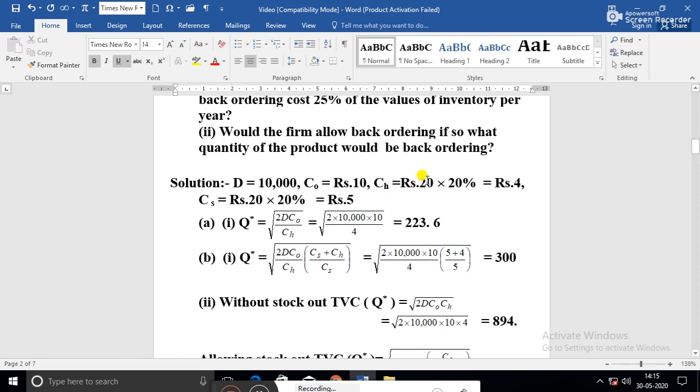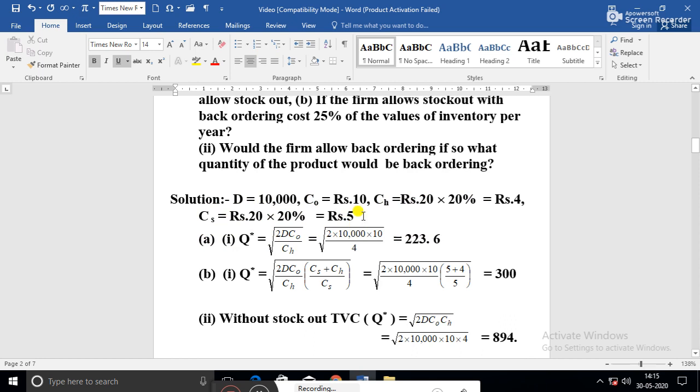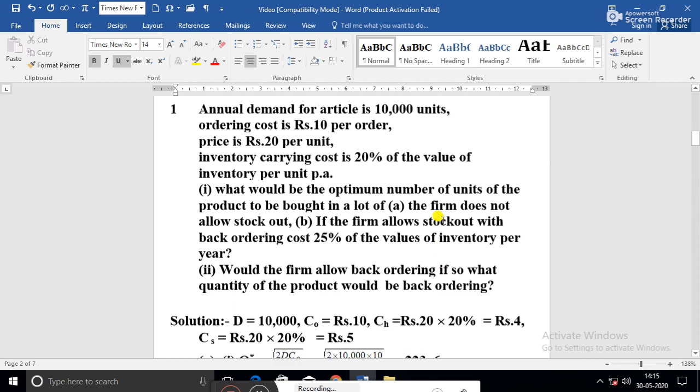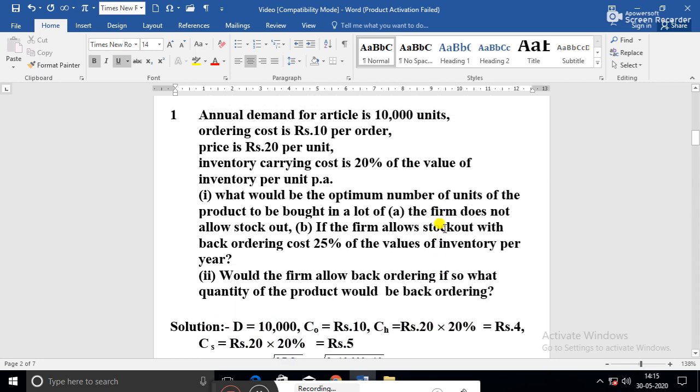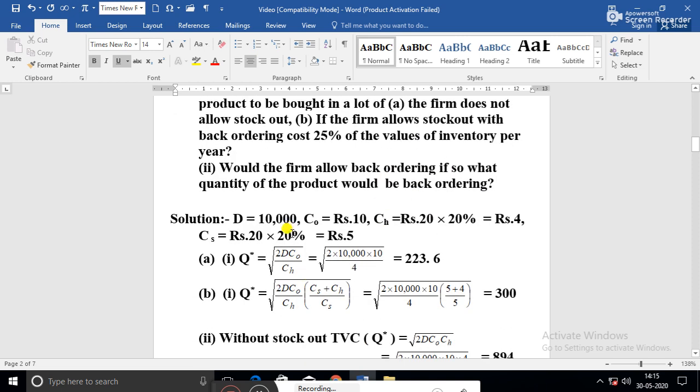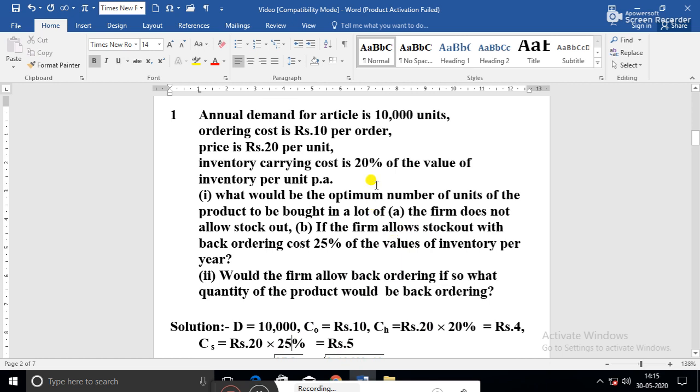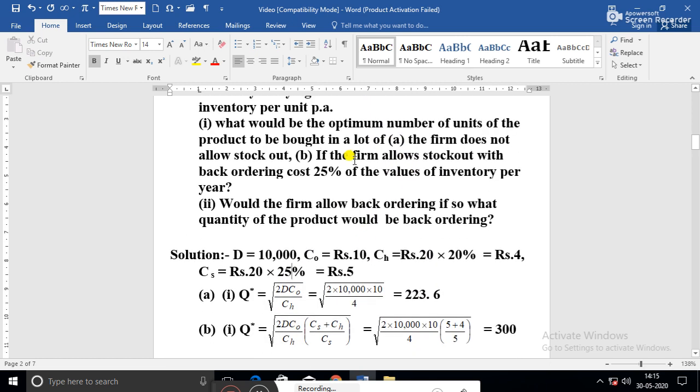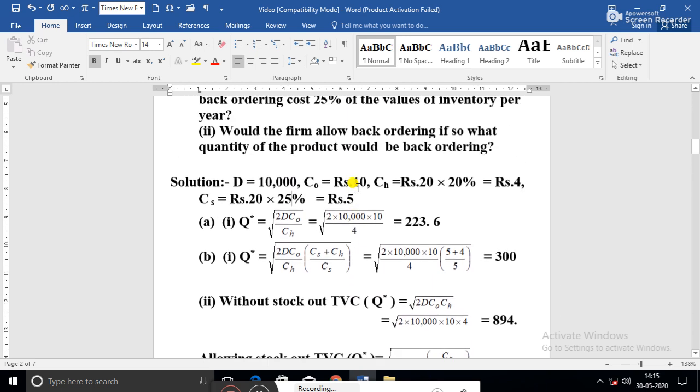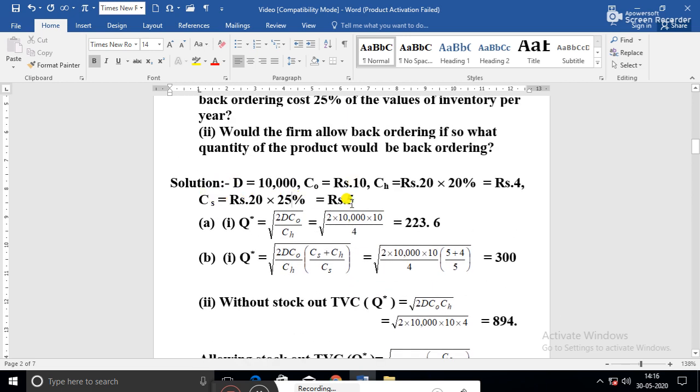20 was the price and 20% is rupees 4, and that value of the shortage cost will be the 20%. No, that is not 20%, that is 25%, that is a mistake here, because back order cost is 25%. There is a mistake again. This is 20% for the carrying cost and 25% for the shortage cost. That is, if you use the back order, then back order means shortage cost will be this.